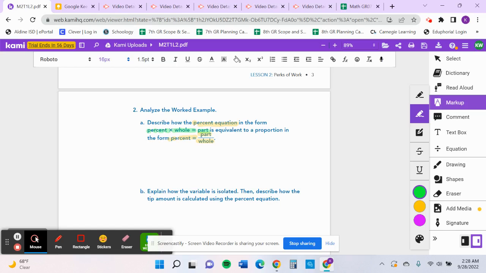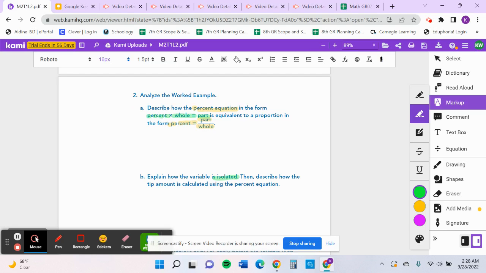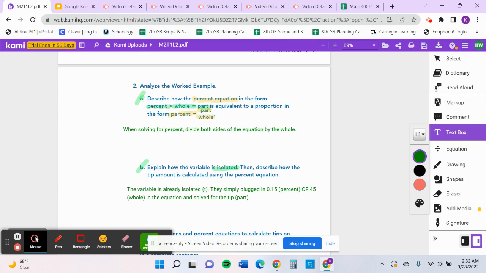And then 2B reads, explain how the variable is isolated. Then describe how the tip amount is calculated using the percent equation. Either on your own or with a partner, go ahead and pause the video so that you can answer 2A and 2B. Pause here.